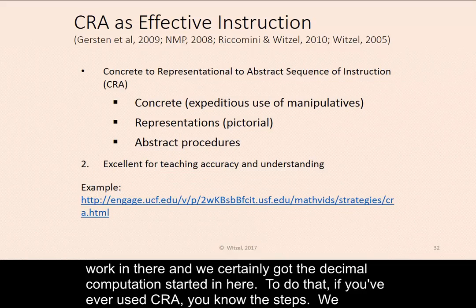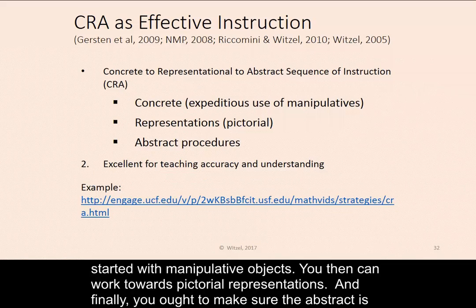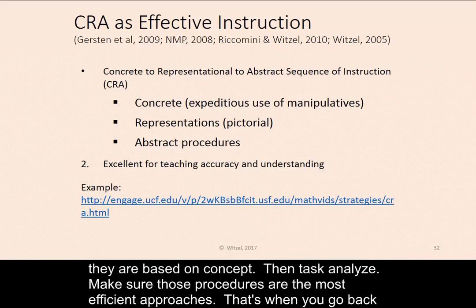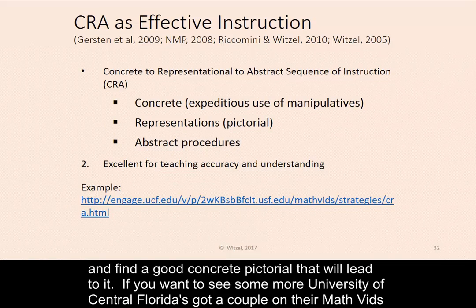If you've ever used CRA, you know the steps. You start out with manipulative objects. You then can work towards pictorial representations. And finally, you have to make sure the abstract is understood. If you ever teach through CRA, you plan by the abstract procedure first. Make sure your procedures make sense and make sure they're based on concept. Then task analyze, make sure those procedures are the most efficient approaches. That's when you go back and find a good concrete and pictorial that will lead to it.